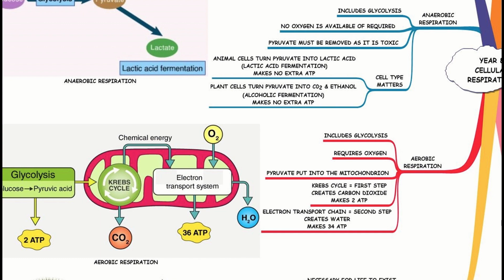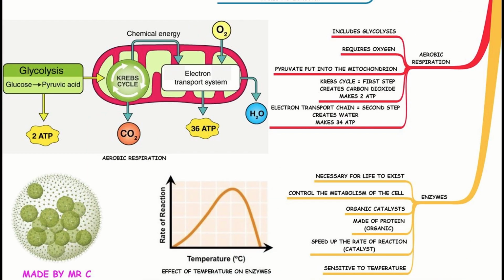Okay, so if we look down here, the thing that allows cellular respiration to take place is enzymes. They control the metabolism of a cell. They are organic catalysts. The word organic means that it's made of a protein, and a catalyst is something that speeds up the rate of reaction. They are sensitive to temperature. So if temperature gets too high, the enzymes no longer work.